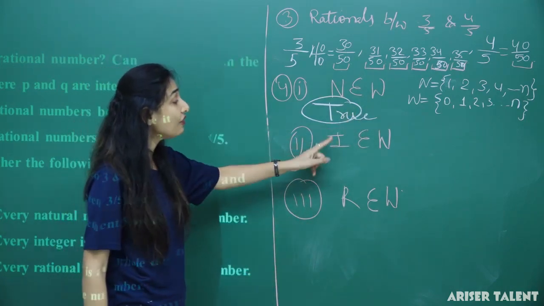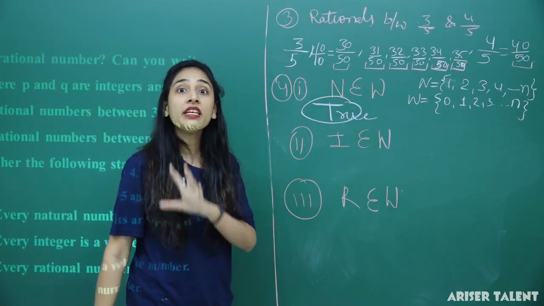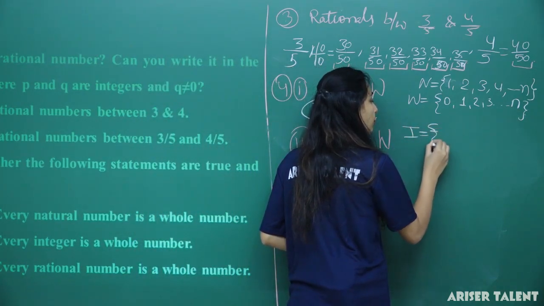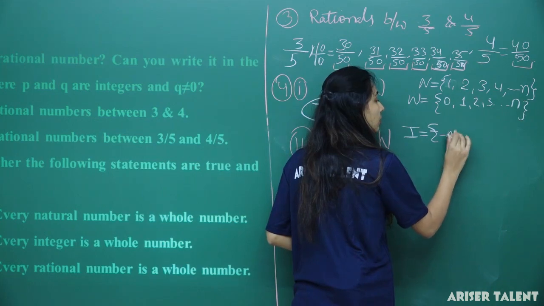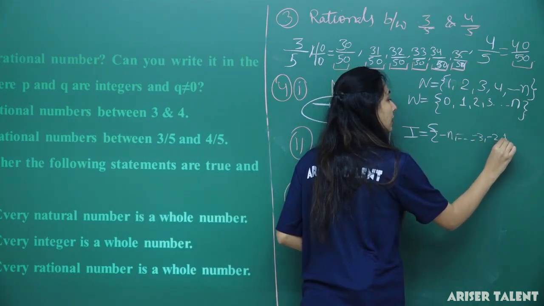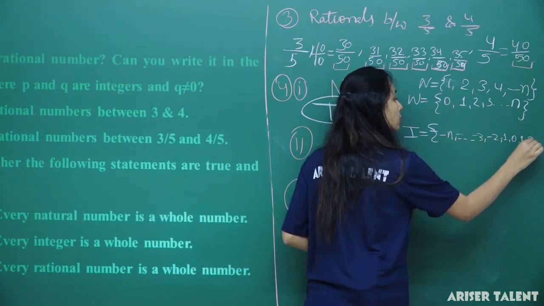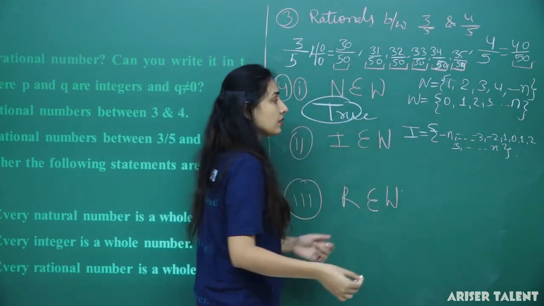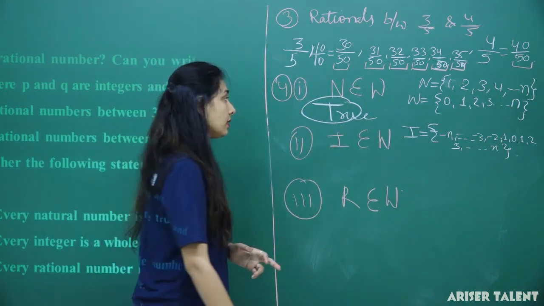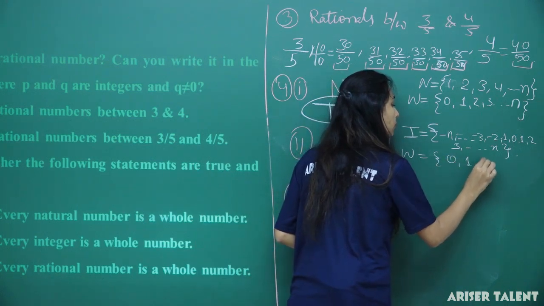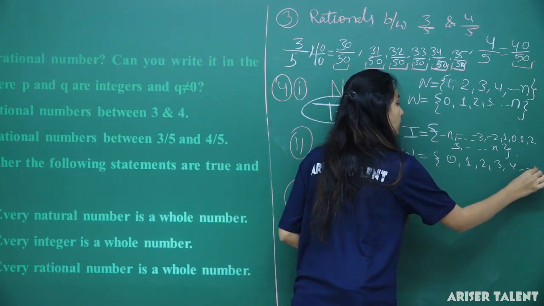Now the next one, every integer is a whole number. Now the set of integers is what? From minus n to minus 3, minus 2, minus 1, 0, 1, 2, 3 until n. So this is your set of integers. Now whole numbers are 0, 1, 2, 3, 4 and so on till n.